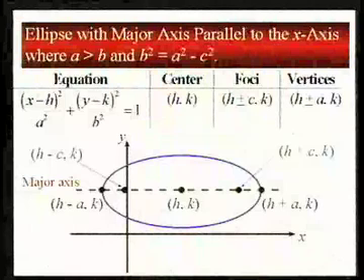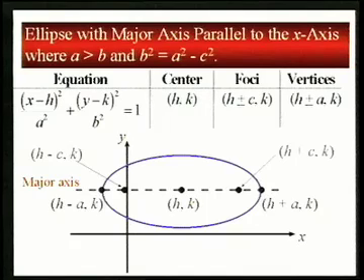The first ellipse is going to have the major axis parallel to the x-axis. The form of the equation is (x minus h) quantity squared over a squared plus (y minus k) quantity squared over b squared equals 1. We can see the major axis is parallel to the x-axis. The center is at (h, k). The rest of the information on the ellipse is easiest to find by thinking of the following.